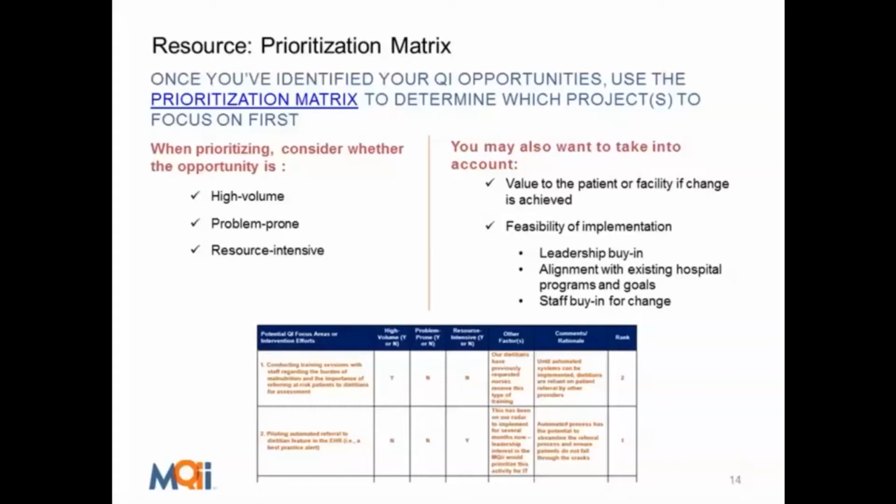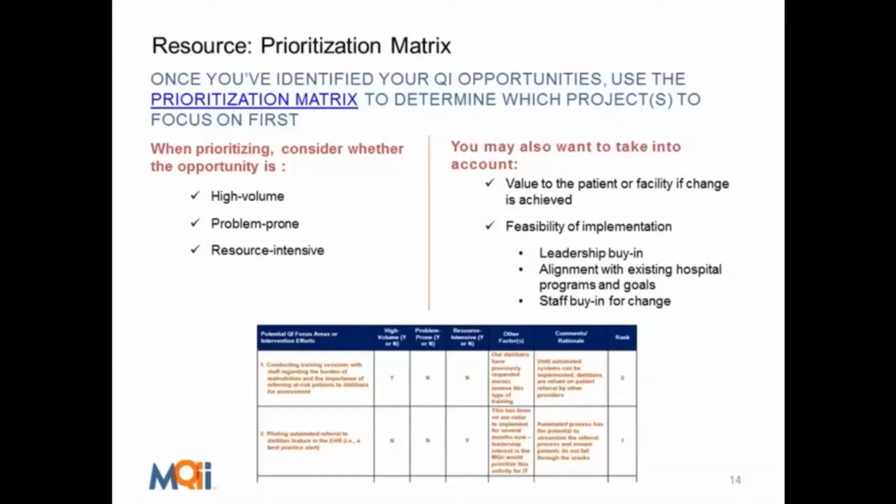In addition to this matrix, you may also want to just consider at a high level what is the value to the patient or facility if that change is achieved, and the feasibility of implementation. Is this an area where you're likely to get a high level of leadership buy-in? Is it an area that is closely aligned with existing hospital programs and goals? For example, discharge planning may be closely aligned with readmissions reduction. Diagnosis rates may be aligned with ensuring that better patient documentation of malnutrition is taking place.